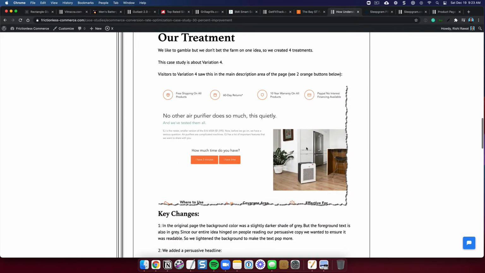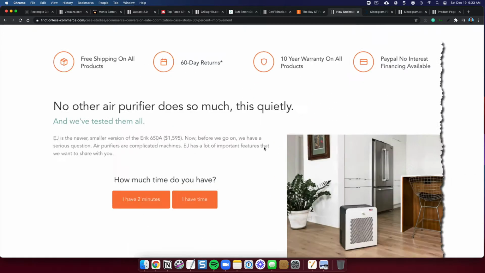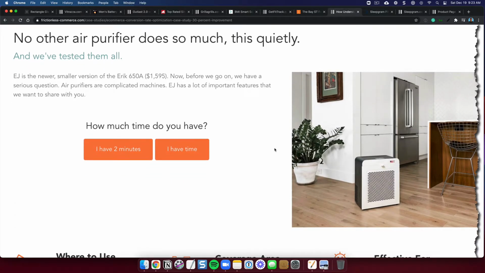And what we did was, again, because I'm lazy, I didn't want to necessarily have to imagine how much time someone had. So we just put two buttons. We gave a little intro copy over here, and we said, how much time do you have? And the options were, I have 2 minutes and I have time. This is an air purifier. It's a pretty complicated product.